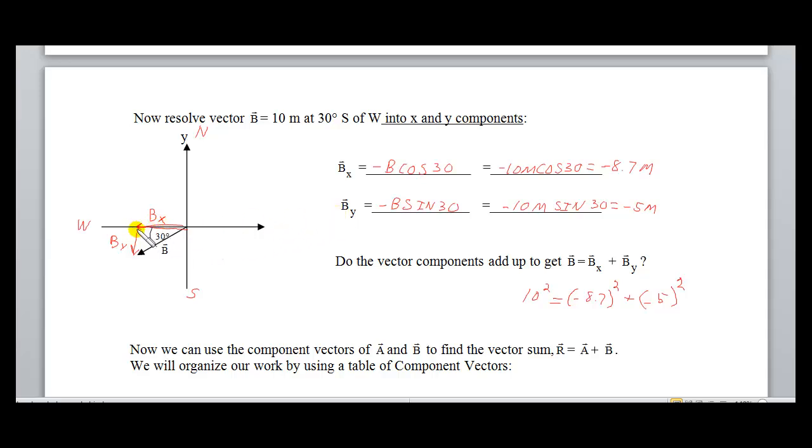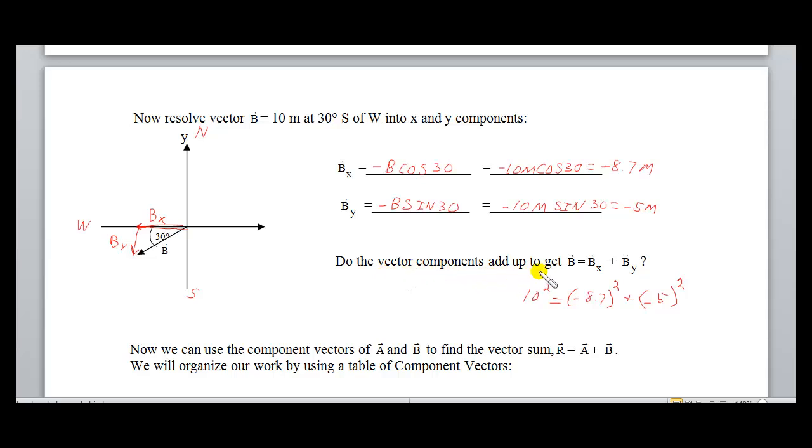Now for b sub y, as you can see, b sub y basically involves the sine. The sine of 30 degrees is opposite over the hypotenuse. Solving for the opposite, we get b sub y equals minus b sine 30 degrees. Again, minus because we're talking about going down in a negative direction. And then that's equal to minus 10 meters sine of 30, which gives me negative 5 meters. So in other words, if we went negative 8.7 meters this way along the negative direction, and then we went negative 5 meters this way, we would be on our vector, vector b.